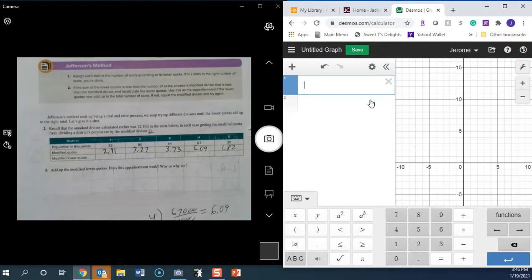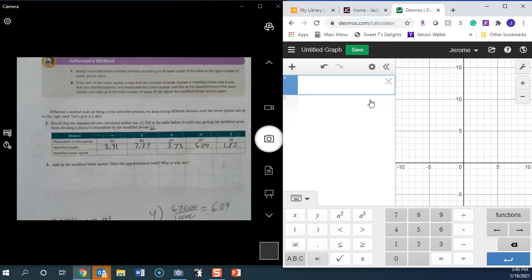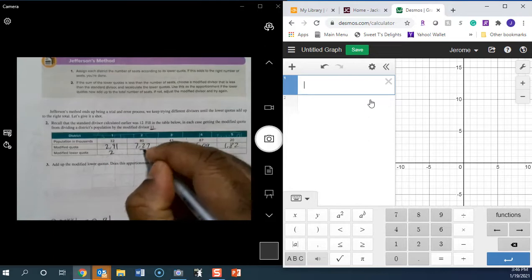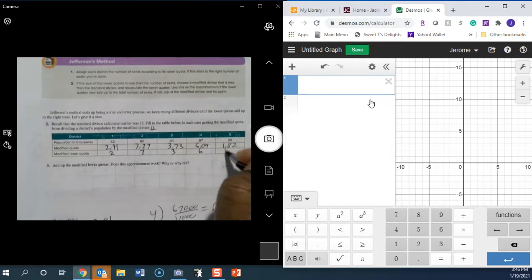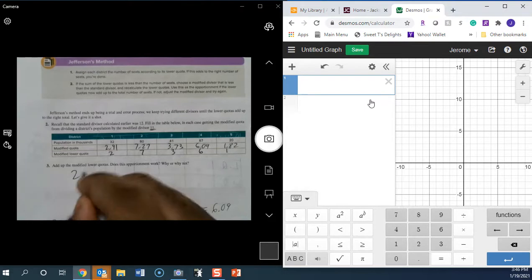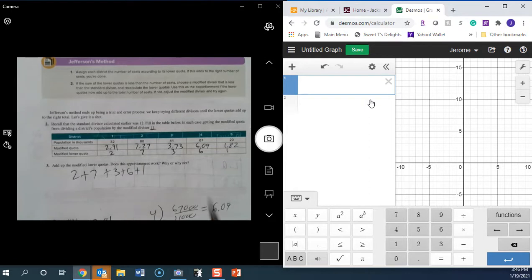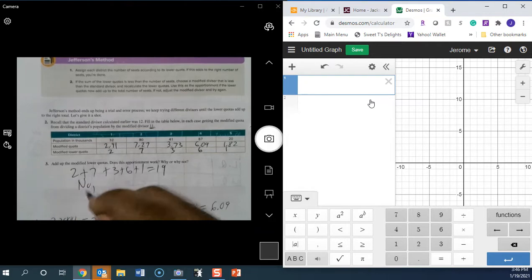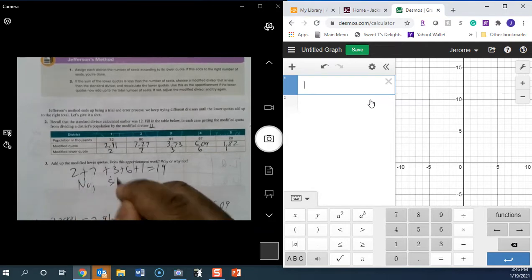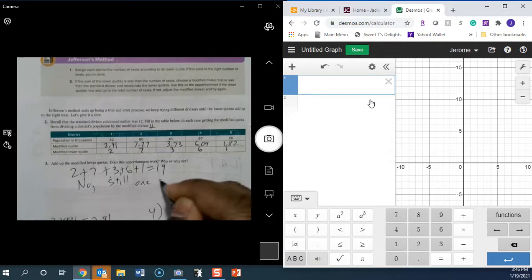Now, they want us to do a modified lower quota. Modified lower quota, we still do it like a regular lower quota. We look at the number in front of the decimal. So that'll be 2, 7, 3, 6, and 1. Now it says add up the modified lower quota. Does the apportionment work? So we have 2 plus 7 plus 3 plus 6 plus 1. When we add all of this together, it equals 19. So it'll be no, still 1 seat short.